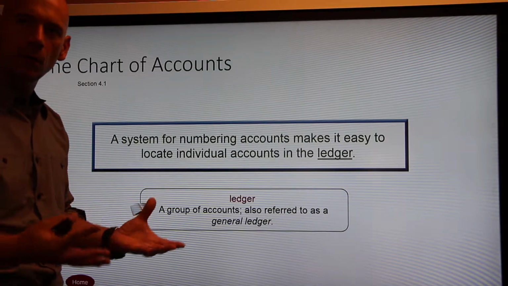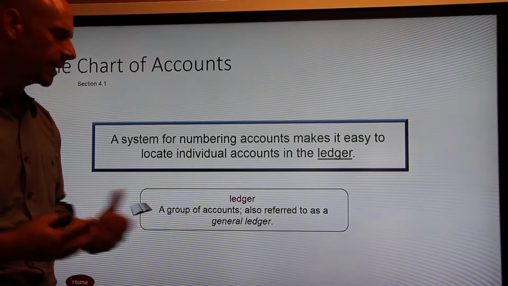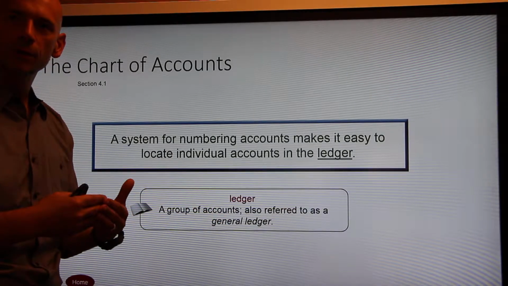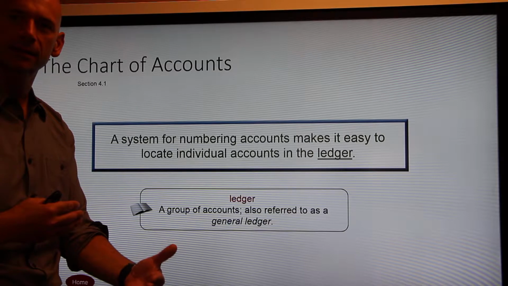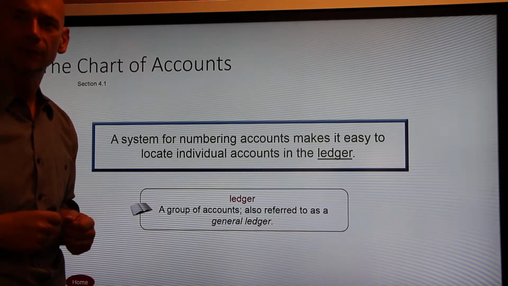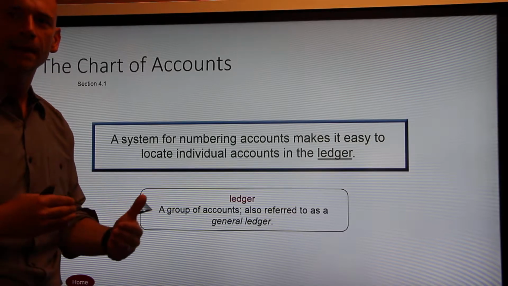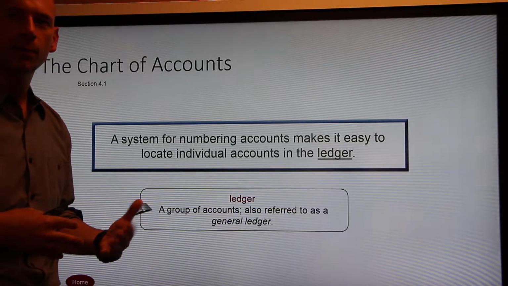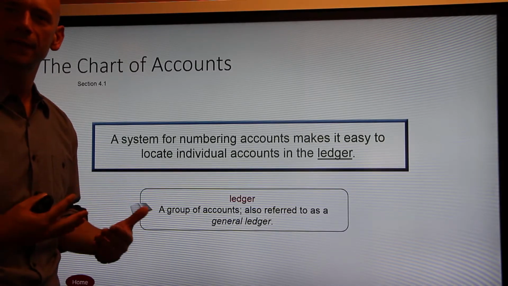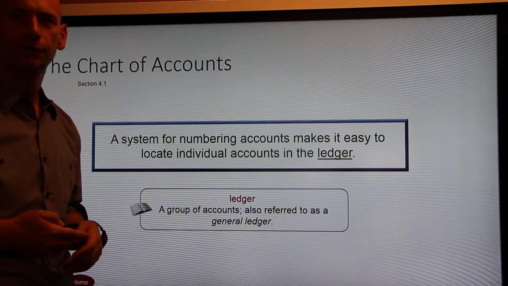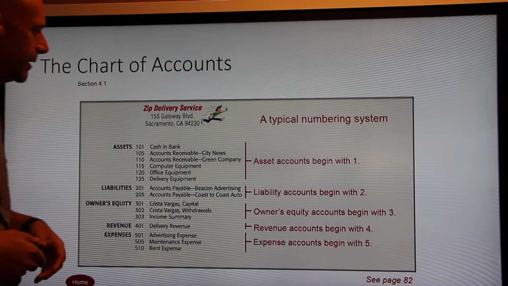We call all the accounts put together and organized a ledger. It's a group of accounts, also referred to as a general ledger. This is where you keep all of your accounts for easy access, for reference, so that you can get to them when you need them to analyze. It's almost like in a library where you would find the different books categorized by topic or maybe by author. In accounting, we do the same thing. We organize all of our accounts so there's easy access, we can get the information that we need quickly and efficiently. Alright, and this is how we do it.